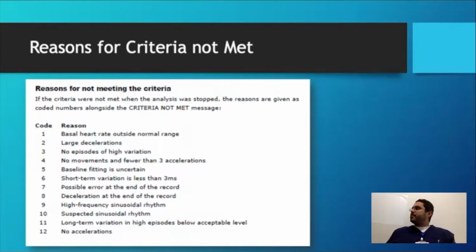Midwives always like, I want to take it off at 10 minutes. The reality is that this is the advice that comes from the manufacturer. If the trace meets criteria, it's okay for you to take the machine off. But remember, it has to go into clinical context.